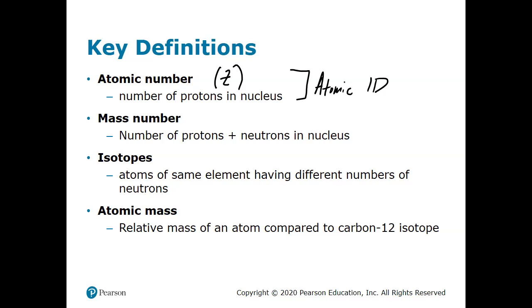Mass number, on the other hand, is a way of telling us how many particles are in the nucleus. So mass number, which is often abbreviated as capital A, tells us the number of protons plus the number of neutrons. And so if I took those two numbers and subtracted them from each other, I could determine the number of neutrons that were in that nucleus.